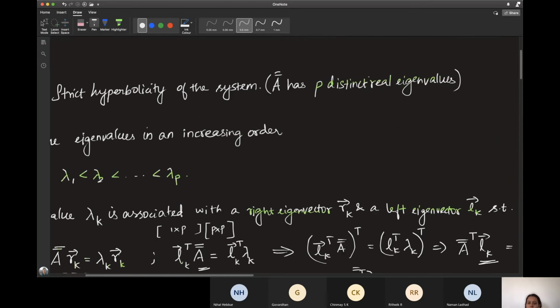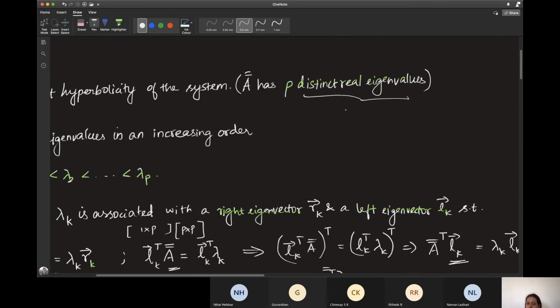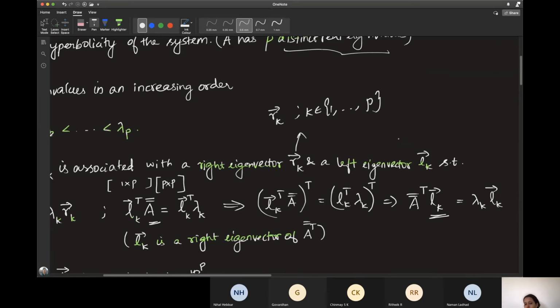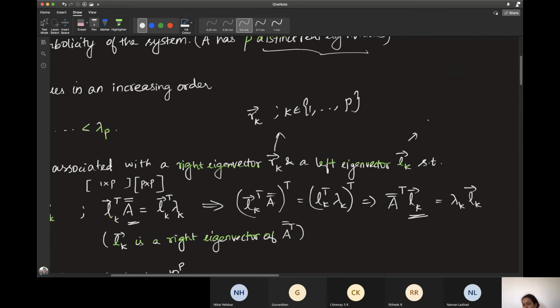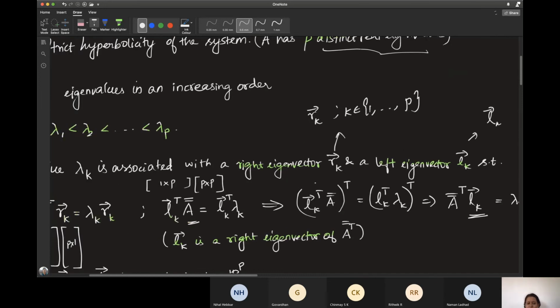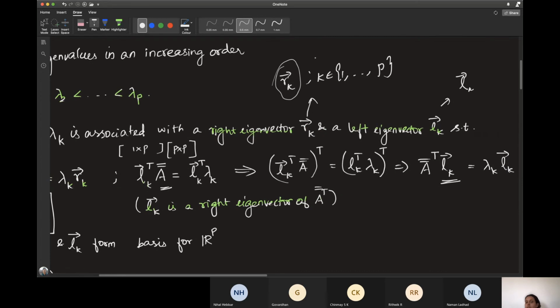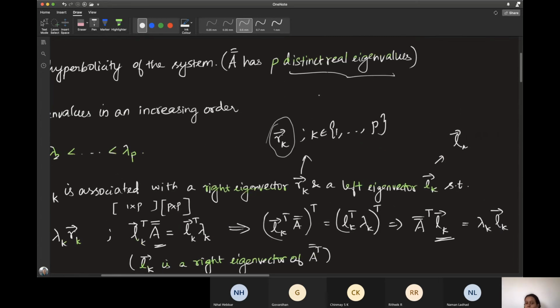Since the eigenvalues are all distinct, your eigenvectors are all going to be linearly independent. That is, you'll have p right eigenvectors, where k runs from 1 to p. Rk are eigenvectors where k runs from 1 up to p. So you'll have p right eigenvectors, and similarly you'll have p left eigenvectors. All of these p right eigenvectors are linearly independent. So you have p vectors that are linearly independent.